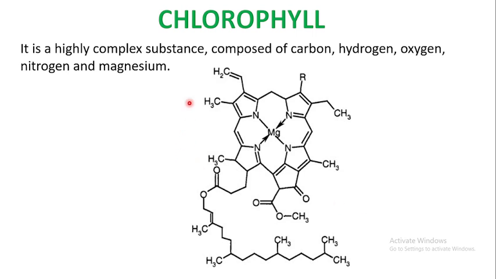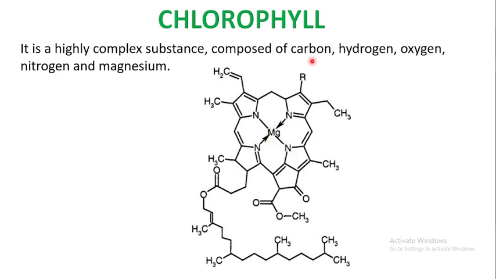Now, it is a highly complex substance composed of carbon, hydrogen, oxygen, nitrogen and magnesium. So, remember my dear children, magnesium is the main. Can you see this magnesium metal in between? Okay. So, this is the complex of magnesium where what are the other elements joined?